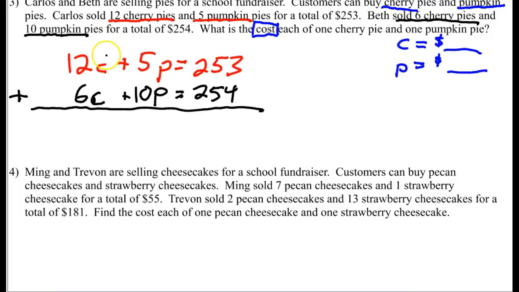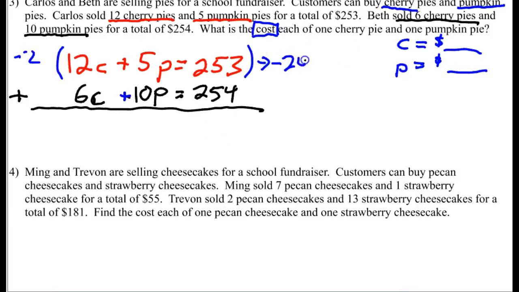So you have 2 choices, right? You can either eliminate the C's by multiplying by -2, because that'll give you a positive 12 here and a negative 12 here. But you also could multiply the top by -2, because that will give you a positive 10 and then a negative 10 here. So there's 2 ways of doing it that are both equally correct. Neither one is right or wrong. Okay. So I'll just go with this since I already have it there.